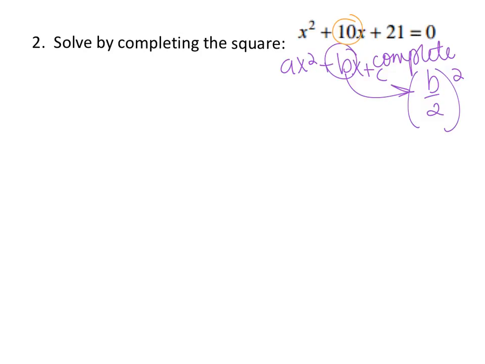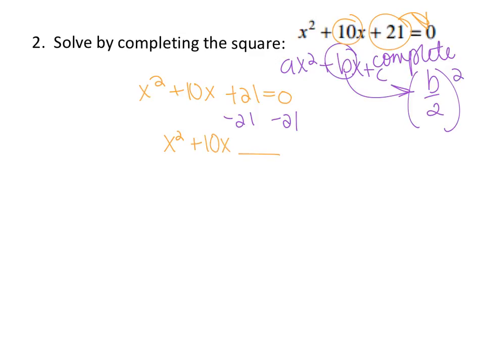But first, I need to get my number to the other side. So if I have x squared plus 10x plus 21 equals 0, and I need to get that to the other side, I'm going to subtract 21 from each side. Then I get x squared plus 10x, and I'll leave that blank, equals -21. Well, when I fill in my b over 2 squared, I get 10 over 2 squared, and that equals 5 squared, which equals 25. So I'm going to add 25 to each side.